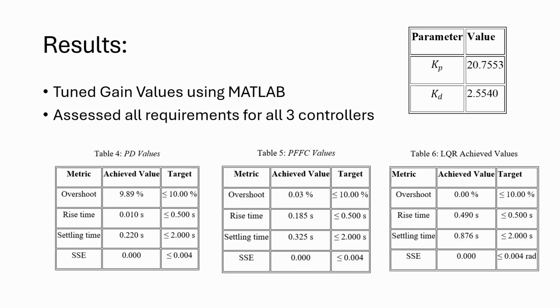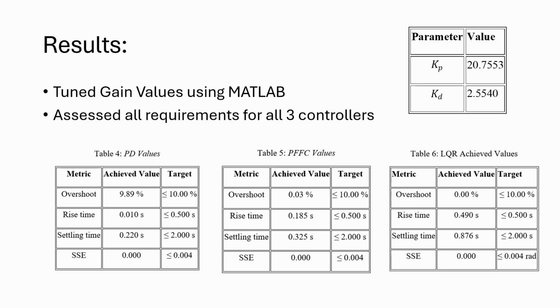So this is just going through the tuned gain values, which resulted in a KP of 20.7553 and a KD of 2.554. Using those values for both the PD and the PFFC, we received an overshoot on the PD of almost nearly 10%, and it went right up there, but the rise time was incredibly low. The settling time was also very, very low, but that overshoot once again was very high. The PFFC had a much lower overshoot, but had a far slower rise time, but still well below the target of half a second. And its settling time was also much longer at 0.325 seconds.